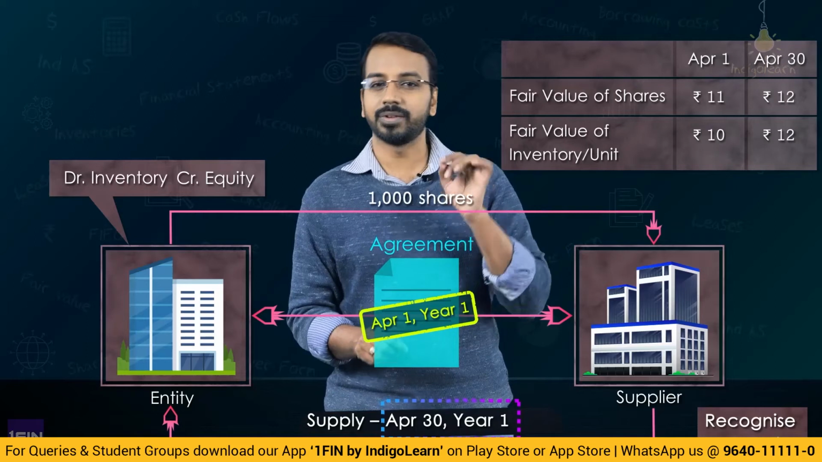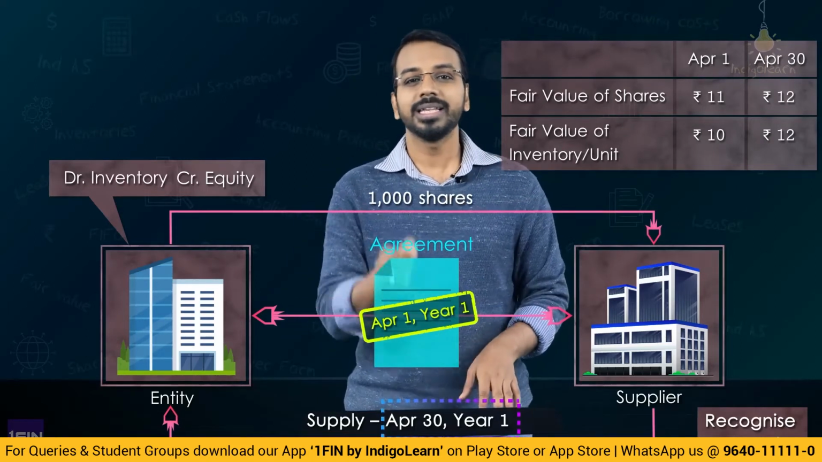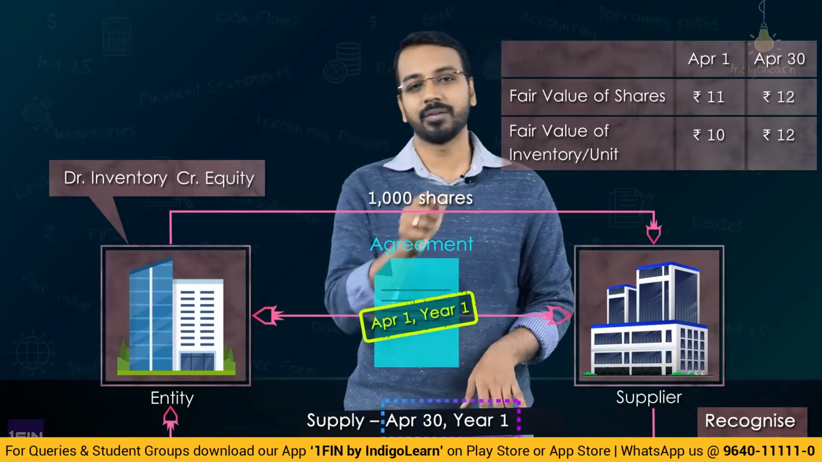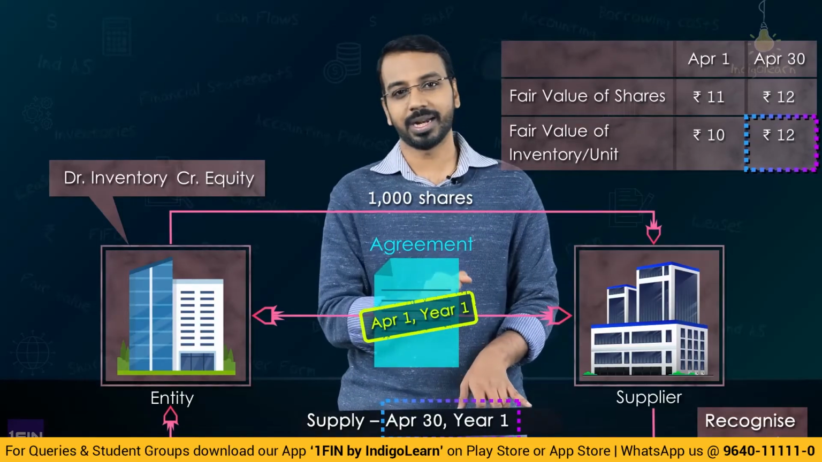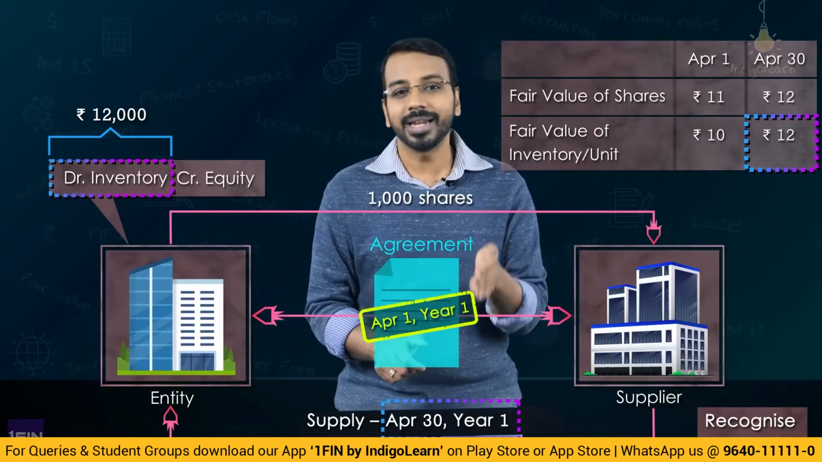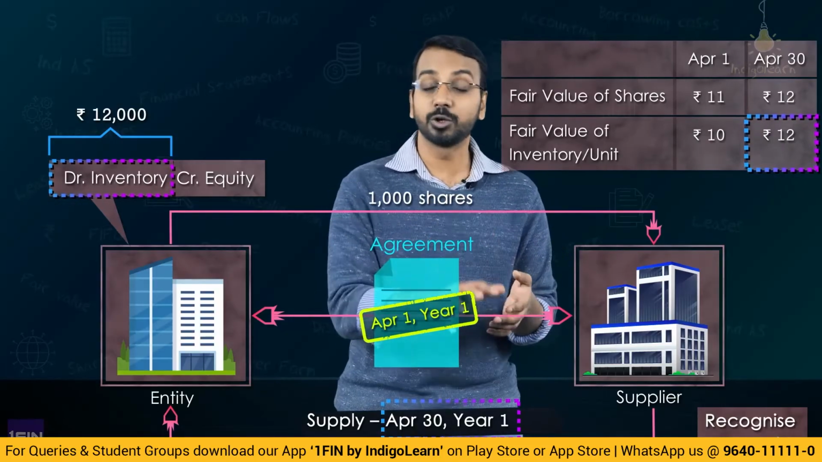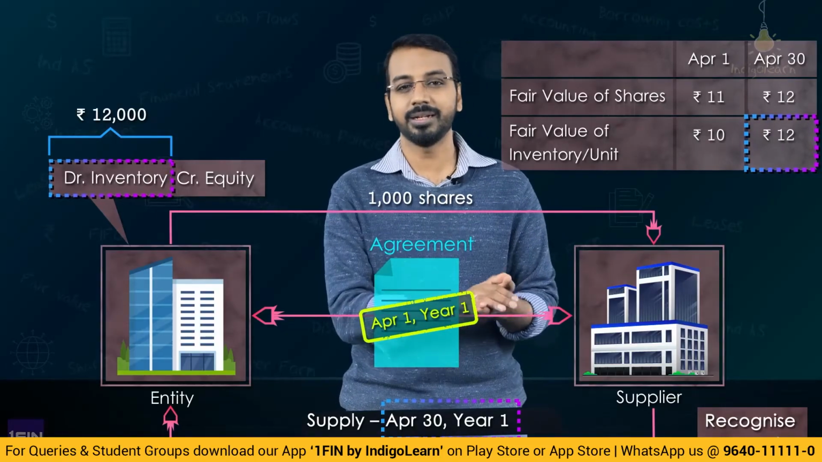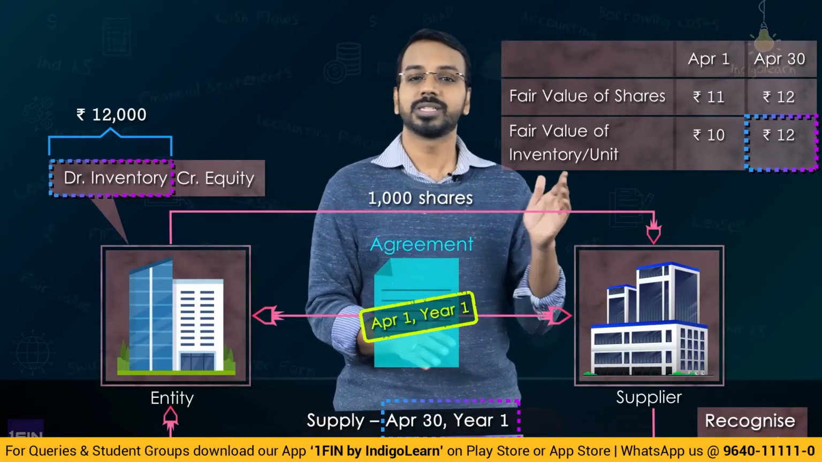What is the date on which we have received the goods? 30th of April. On 30th of April, what is the value of goods that we have received? 12 rupees per unit, so a total of 12,000, right? So accordingly, you will record inventory at 12,000 and you will credit equity by 12,000. Now assume the face value of share to be rupees 10, so you will have 10,000 credited to share capital and 2,000 credited to securities premium.